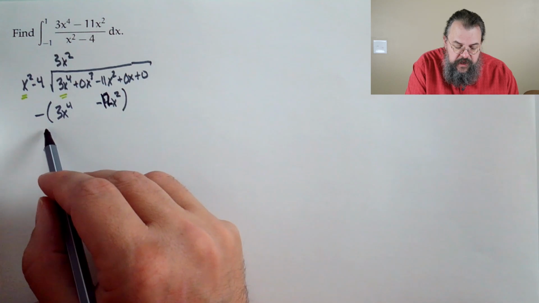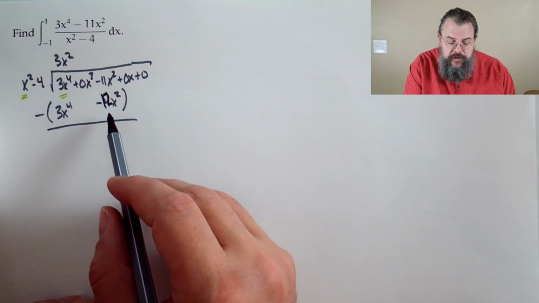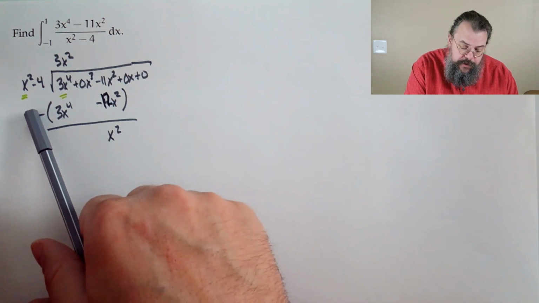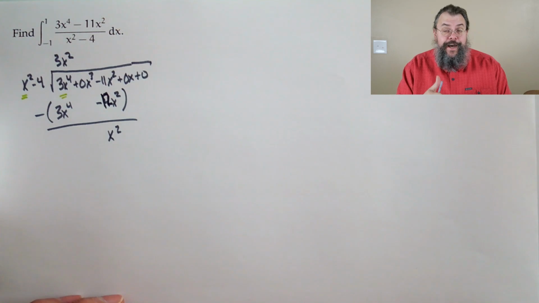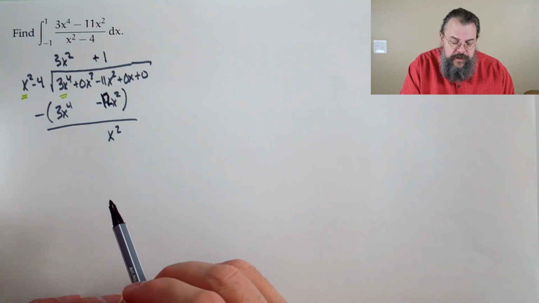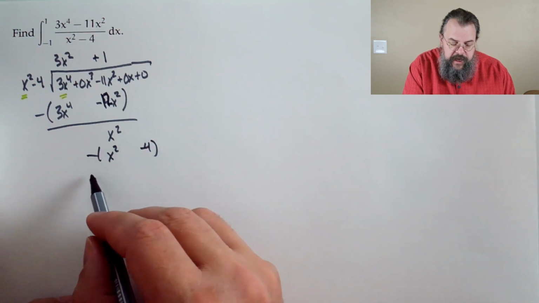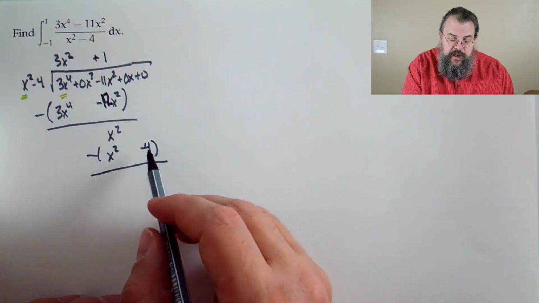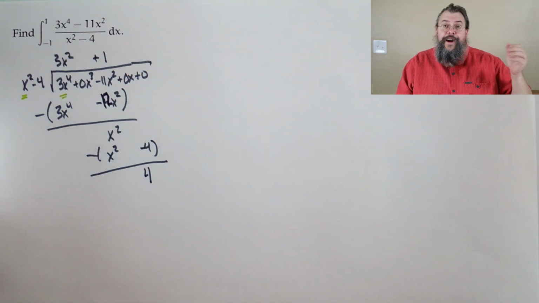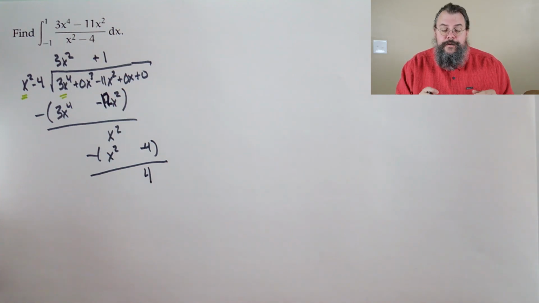Subtract. 3x to the fourth cancel. There's no x cubed. Minus 11x squared minus 12x squared will leave us with x squared. Okay, what do we multiply x squared by to get x squared? I know that. 1. Okay, so plus 1. Now what? Well, multiply 1 by x squared minus 4. Subtract. The x squareds cancel. Minus 4 is 4. And now, look at the leading terms. Wait, x squared has higher degree than 4. So, stop. Long division is now complete.